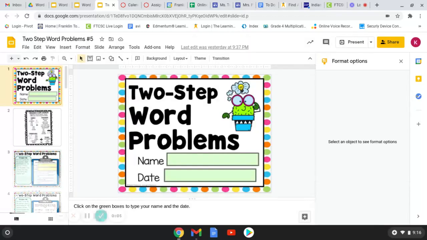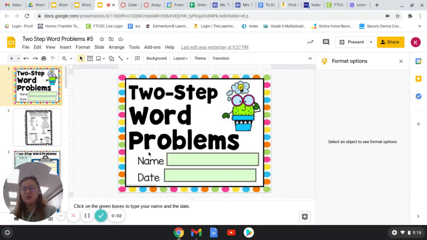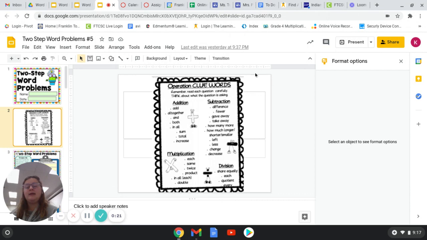We are back here today to talk about those two-step word problems. Again, our format today is going to look very, very similar up until the very end of the assignment to what we did yesterday. Again, type in your name and the date on here. And then this is that Operation Clue word picture that you can reference back to today.